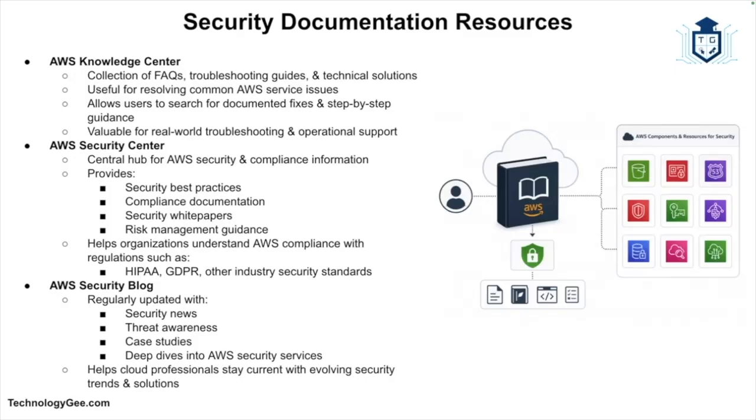Another key resource is the AWS Security Center. This is your go-to hub for everything related to AWS security, including compliance programs, white papers, and best practices. So if you want to understand how AWS meets regulatory requirements like HIPAA or GDPR, then this is where you go. And don't overlook the AWS Security Blog. This blog regularly publishes updates, case studies, and deep dives into security topics. And it's a great way to stay current with new threats and solutions. So the key takeaway here is this: AWS does not just give you the tools, they also give you the knowledge to use them effectively.